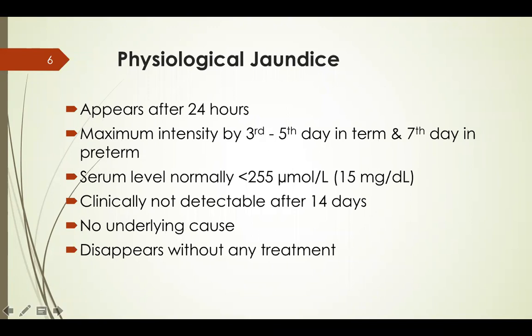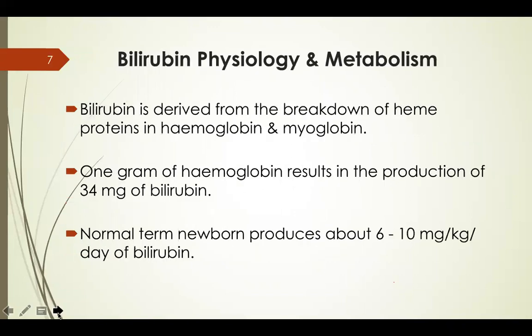So you cannot say physiological jaundice when the baby is 20 hours of life. It must be more than 24 hours of life and less than 14 days of life, because more than 14 days of life is actually a prolonged jaundice already.